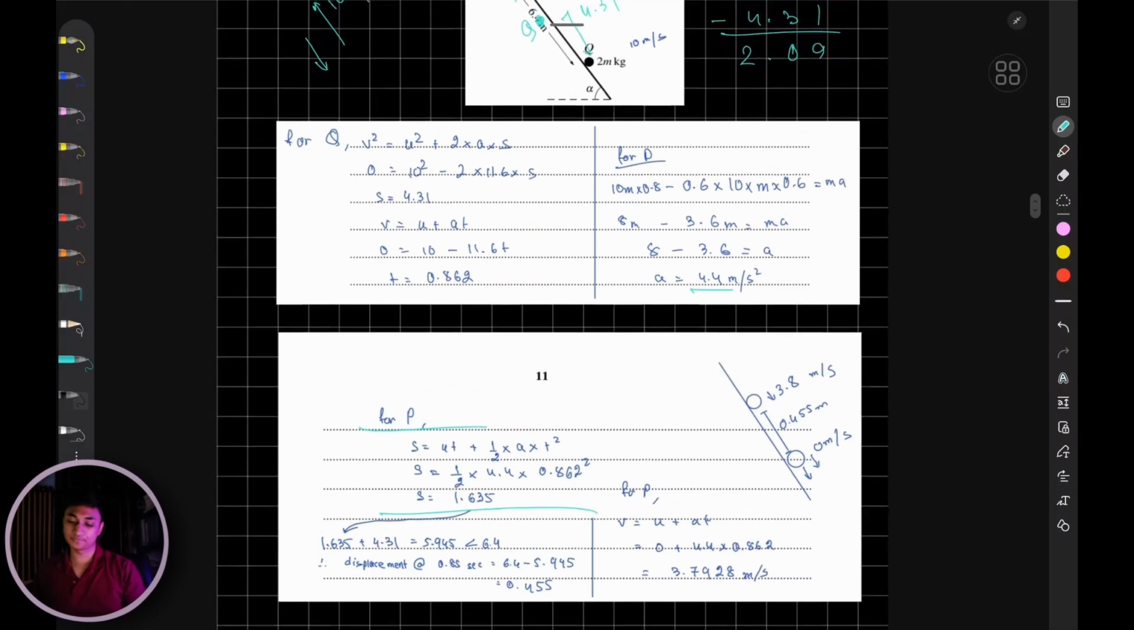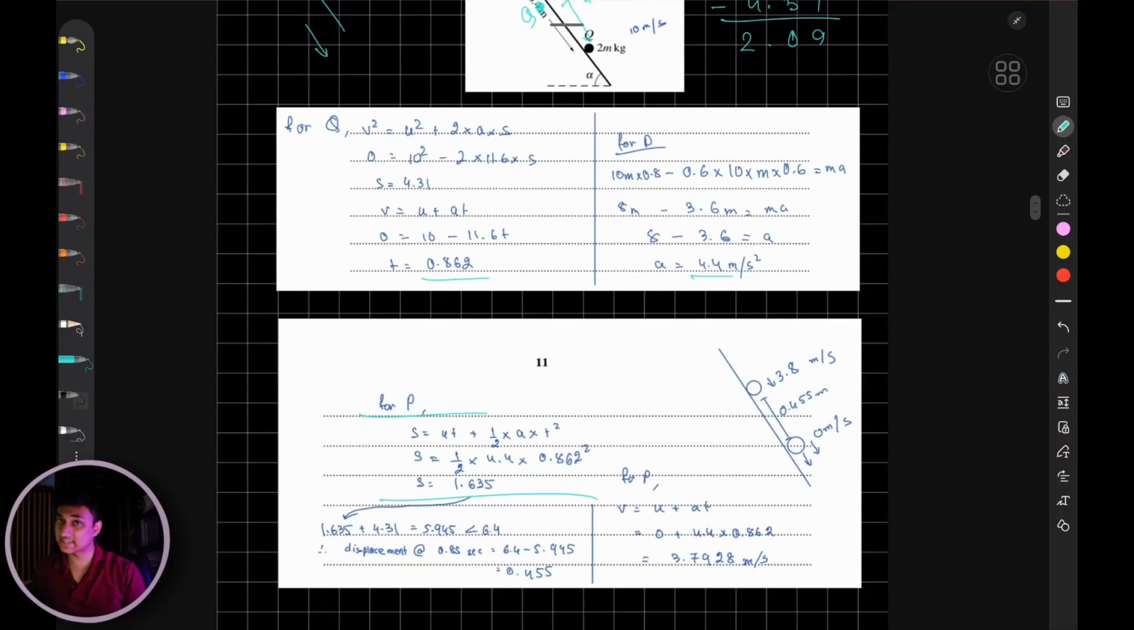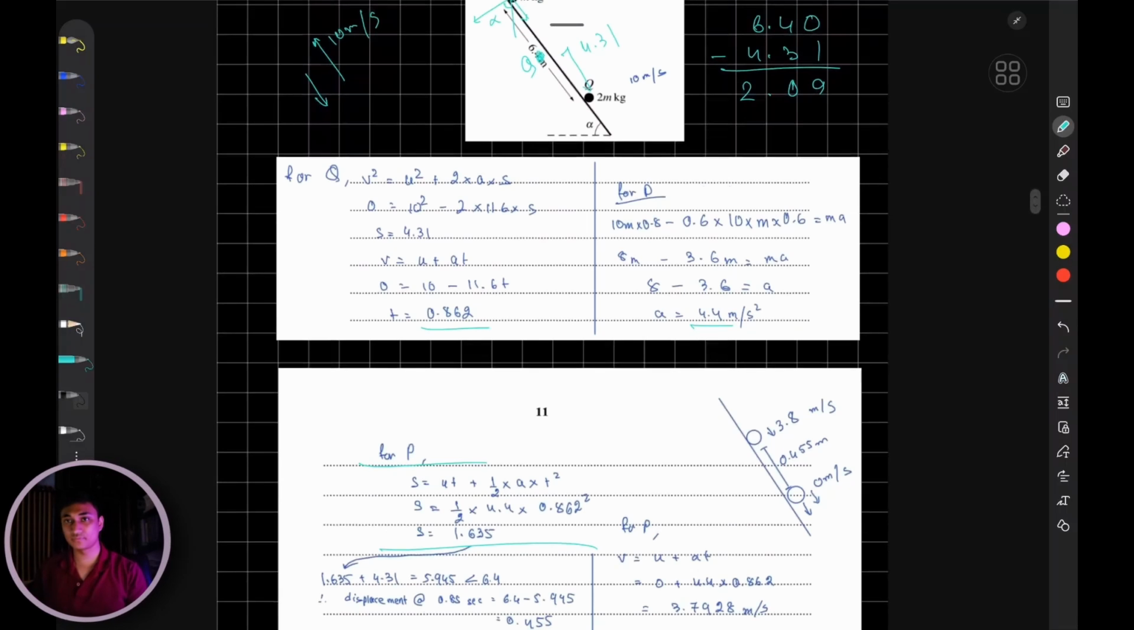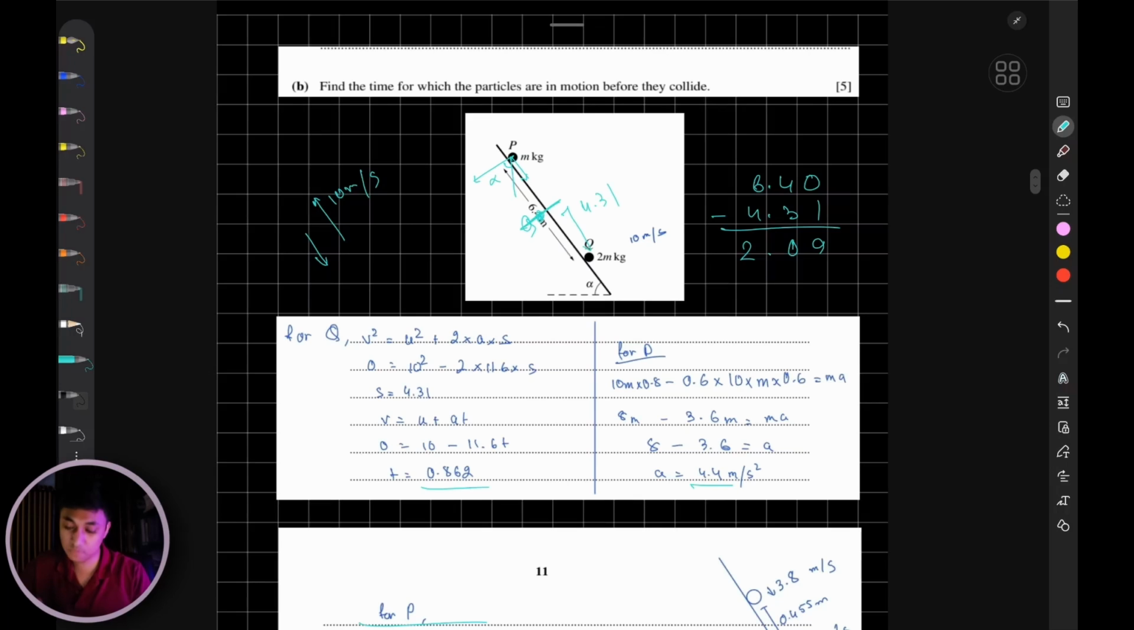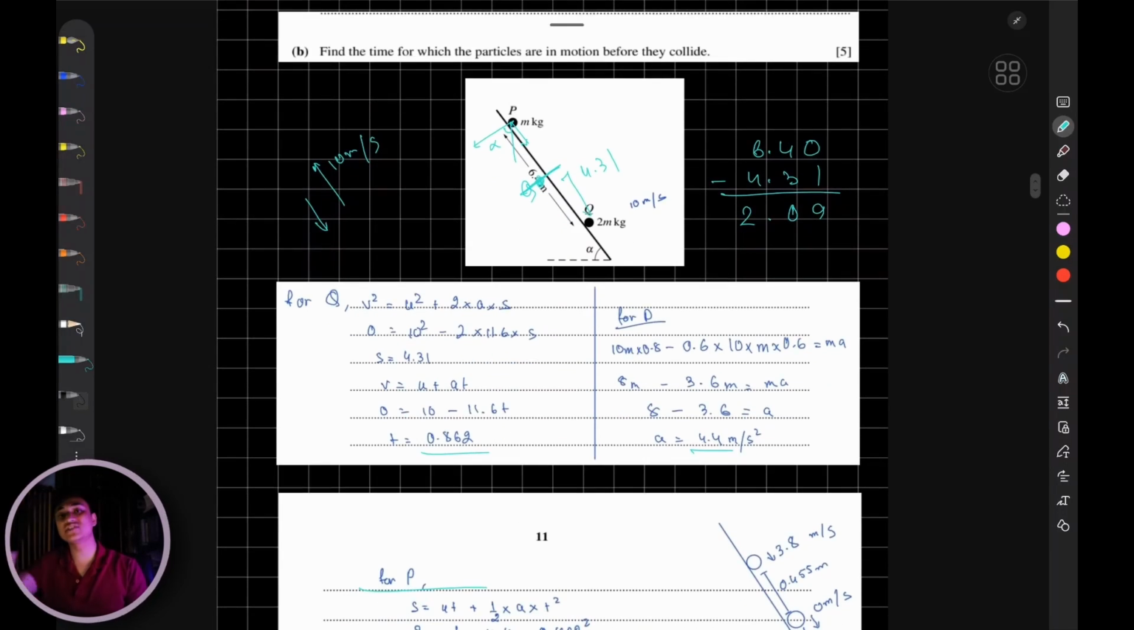Great. Now, for P, within this time, 0.862 seconds, that Q is moving up, how far will P fall down? So while Q is reaching velocity 0, how far will particle P move down? That is what I'm going to figure out right now. I'm going to see if it's going to meet Q or go beyond this position. Therefore, will it meet before Q reaches velocity 0, or will it have a gap in between? That's what I'm going to find out.